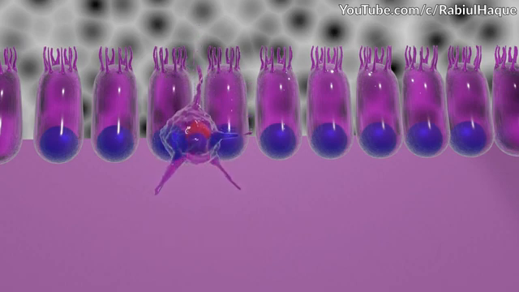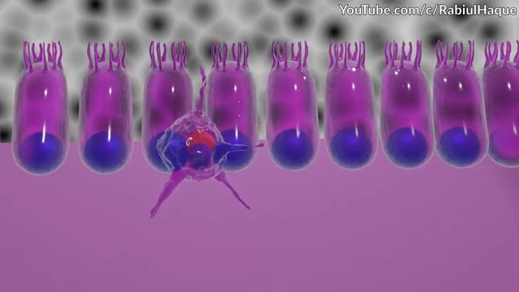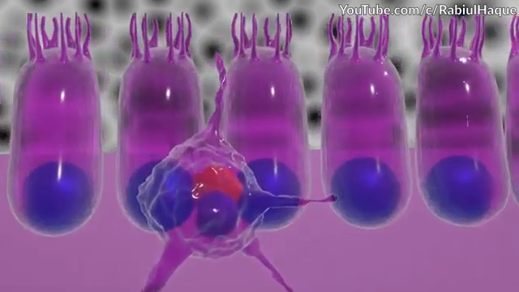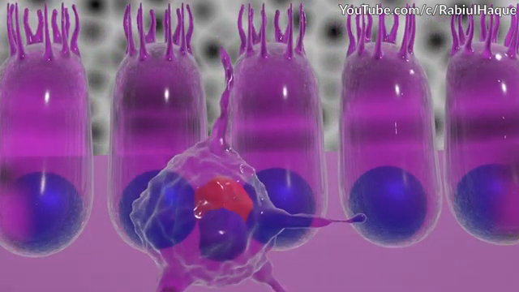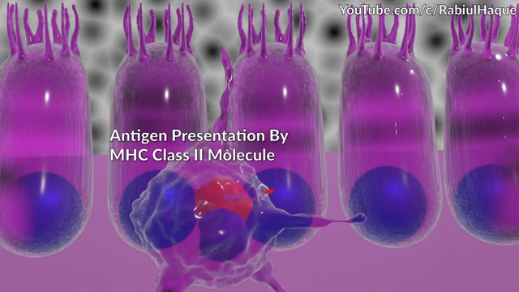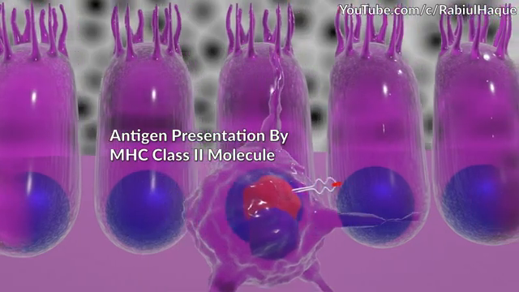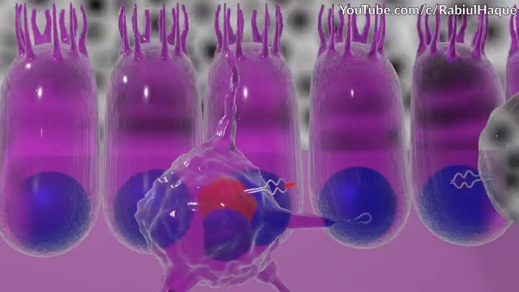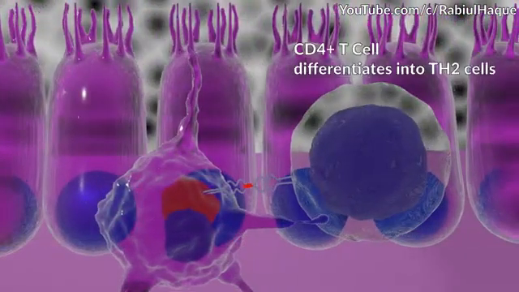Antigen presenting cells include macrophages, dendritic cells, and B lymphocytes. As we can see, this particular antigen presenting cell called dendritic cell, after taking the antigen, will process the antigen and then it will present the antigen with the help of MHC class II molecule on its surface. The dendritic cell will take this antigen to present it to the naive T cell or CD4 positive T cell.